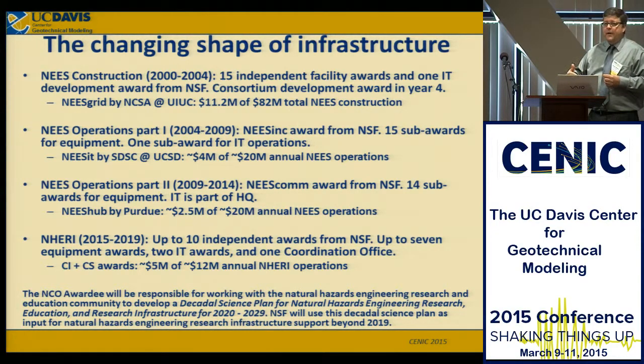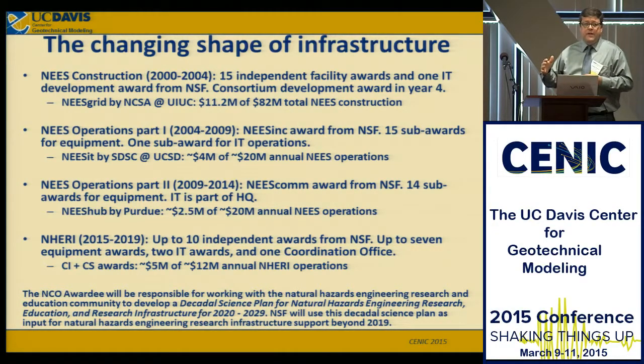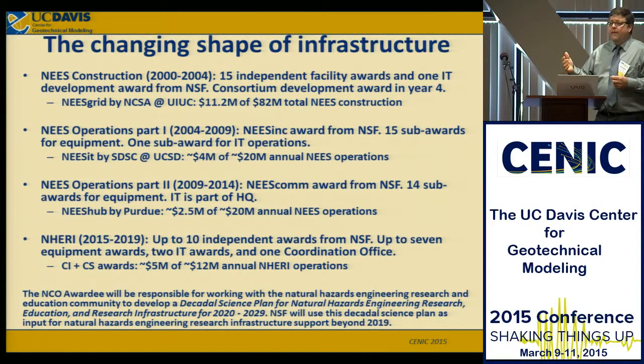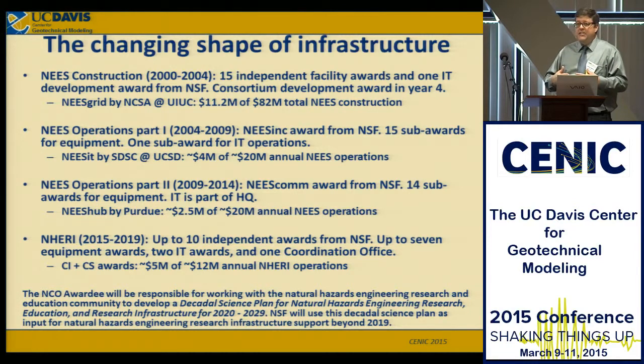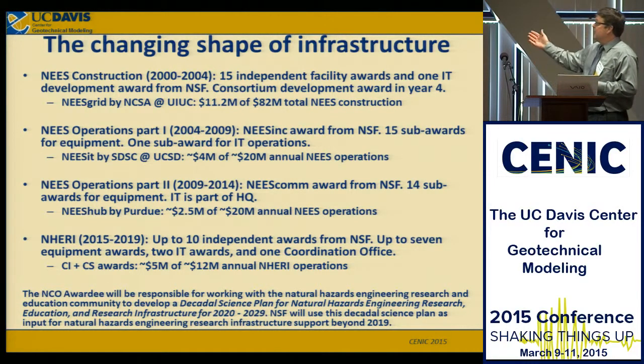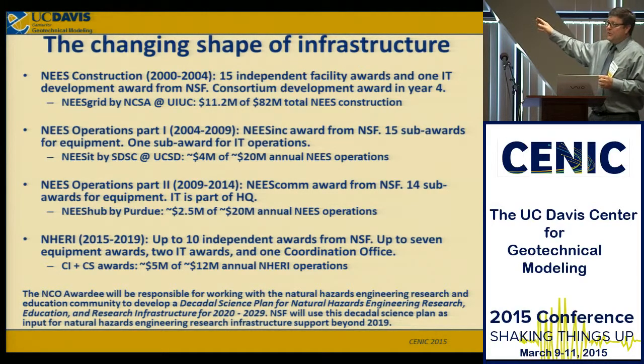Then that stopped after 2009, and they had a 5-year competition and awarded the next 5 years of operations to Purdue. With Purdue, they kept the IT in-house, so there wasn't an IT sub-award. It was NEEShub, part of the HUBzero technology developed by Purdue. Now they're spending about $2.5 million out of the 20, and they got rid of the Oracle databases and went with Hub. I couldn't explain what Hub is; if you want, you can go to hub.org and figure out what Hub is. But that was NEES operations in 2014.